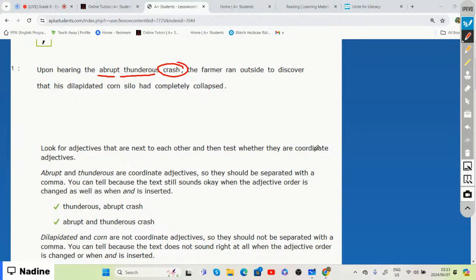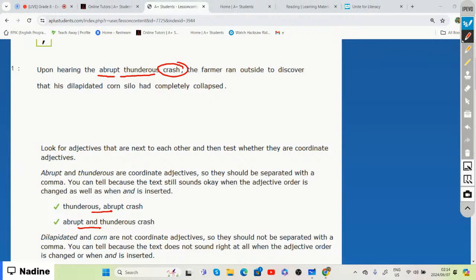Which means that even if we add our word "and," or if we were just to add the comma to that word, it would basically still be the same. And then when we look at those words, dilapidated and corn, right? Those are not coordinate adjectives, so they should not be separated with a comma.